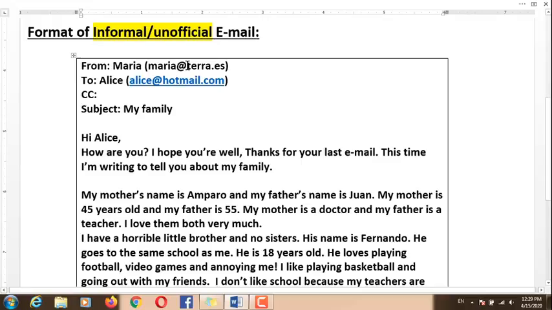So first here you have From. When you start your email page and you compose a new email, you'll see this part. First is From. Means from who this email is going to go.